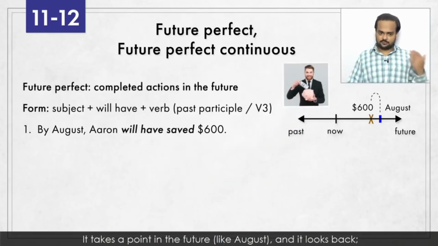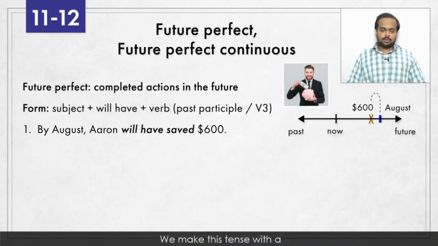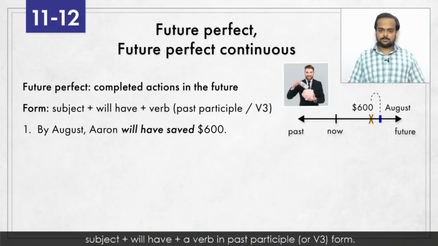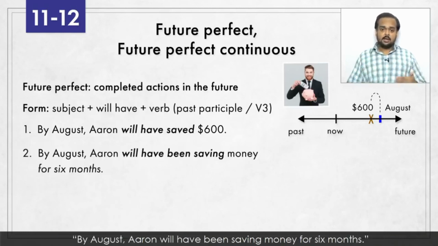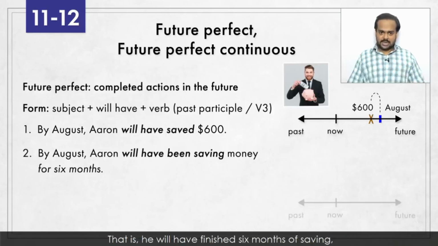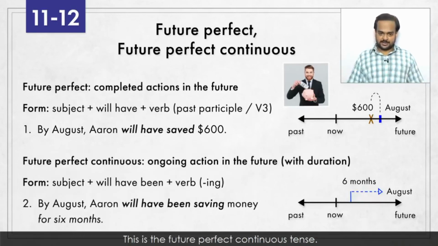It takes a point in the future, like August, and it looks back. It talks about the completion of an action by that time. We make this tense with a subject plus will have plus a verb in past participle or V3 form. Now in this sentence, the focus is on the money. If instead we want to focus on the amount of time, then we can say, by August, Aaron will have been saving money for 6 months. That is, he will have finished 6 months of saving and he will continue saving money.